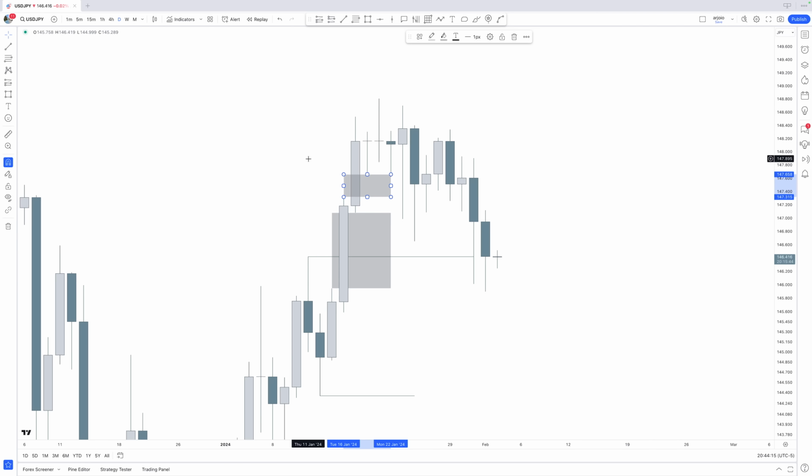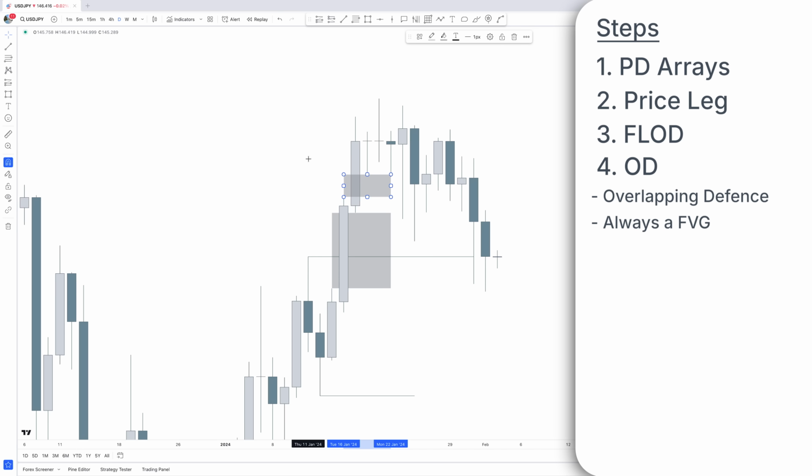Now, once we have that first line of defense, we also have the next bullet point, which was OD. The overlapping defense. The overlapping defense is always a fair value gap, either overlapping with a mitigation block, breaker block, or an order block.